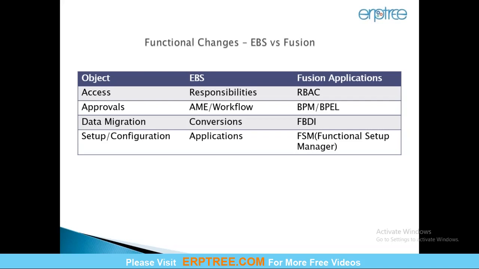And as part of approvals, you have AME and workflows here in EBS, but we have BPEL and BPM coming into the picture in the case of Fusion. BPM is an application which takes care of the approvals, which you can write seamlessly, in whichever condition you want. If you have worked on AME, you will find it similar. BPM is similar to AME, but has much more functionality. You can write any number of conditions for your business requirement. There is no need for any customization here.